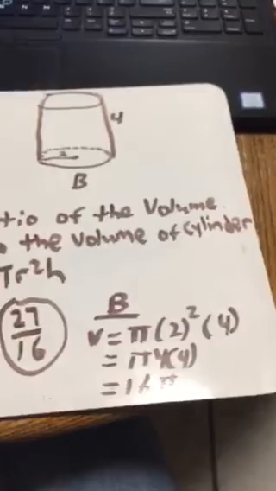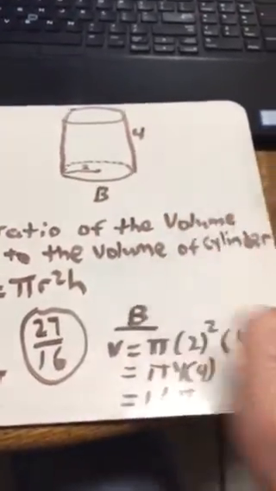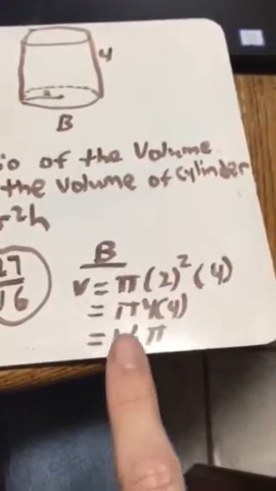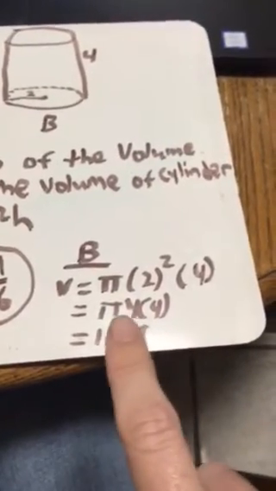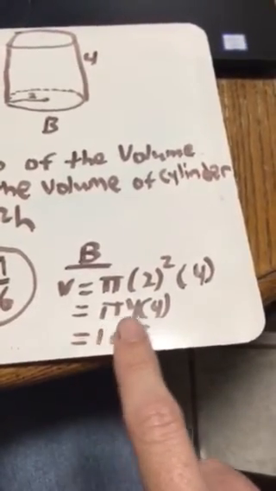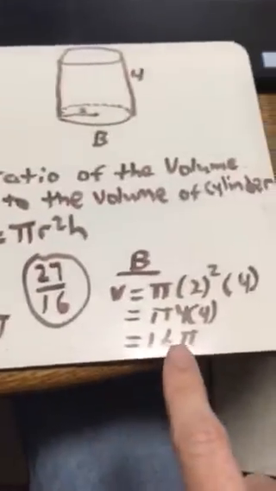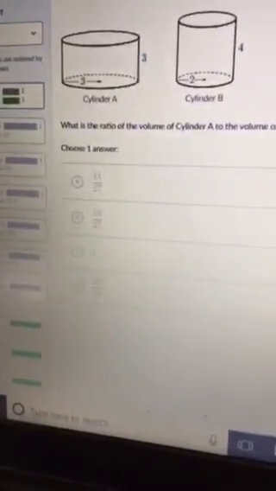Now for the volume of cylinder B, we have a radius of 2 units and a height of 4. So volume equals pi r squared h. That means volume equals pi times 2 squared times 4, which means volume equals pi times 4 times 4, and you get 16 pi. Alright? 27 pi divided by 16 pi is the same thing as saying 27 over 16, and that is your answer. So the answer would be D in this case.